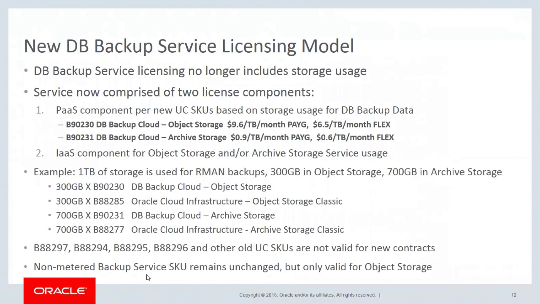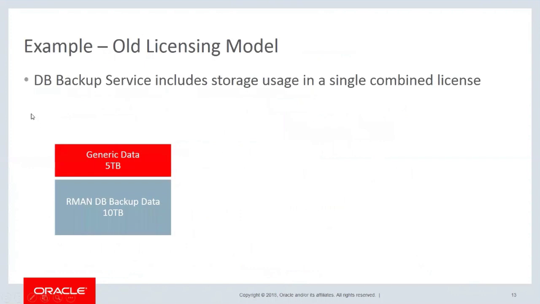As mentioned, the old non-metered SKU, which is a single price for including everything, is still valid, but that's only supported in object storage. If you want to use archive storage, you have to go with the new universal credit model. Just to clarify the difference between the two.